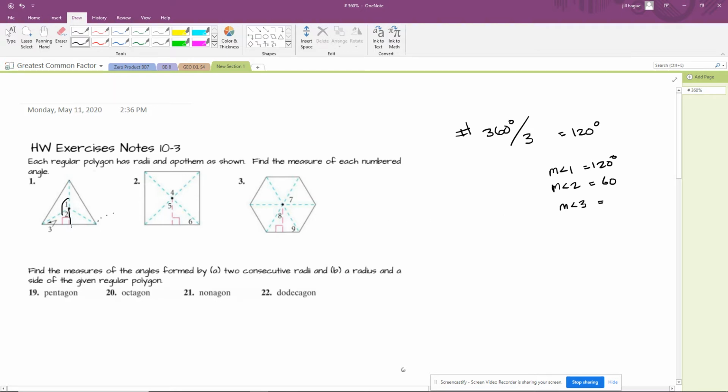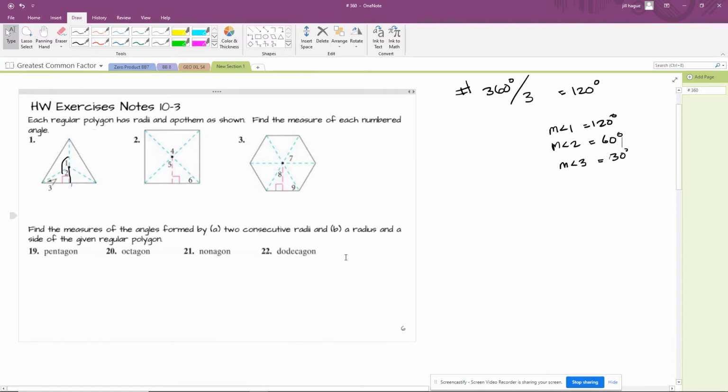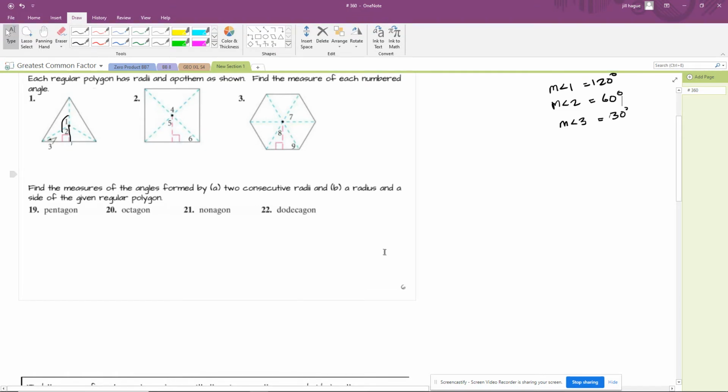And then the measure of angle 3 would have to be 30, because we have a 90 and we have 60, and we know that angle 2 and 3 have to be complementary. They have to add up to 90. So angle 3 would be 30 degrees. So that's how you do those. You figure out the center angle, cut them in half, kind of process of elimination and move around. So there's a different method than the one shown in the notes.